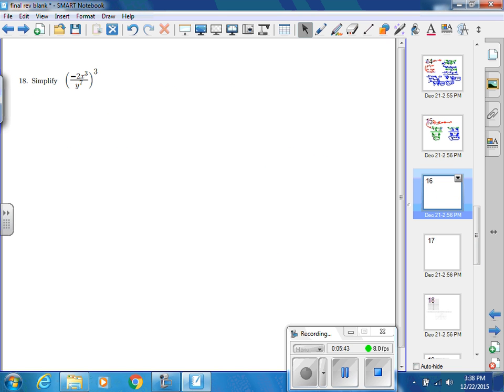Look at the next one. The next one is asking us to simplify this. Whenever we're simplifying this, one thing we need to know is whenever you have exponents being raised to a power, you're going to multiply your exponents together. So what am I talking about? Well, I have minus 2x cubed over y to the 7 to the third.